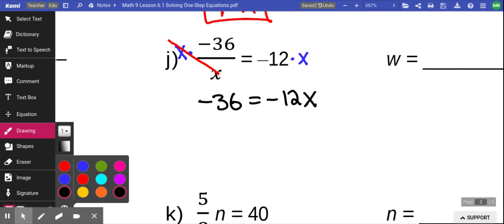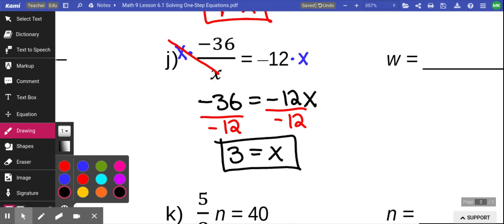So when I see that letter on the denominator, I move it to the other side. I then divide both sides by negative 12. Negative 36 divided by negative 12 is positive 3. So x equals positive 3. Sorry that on the right it says w. It should say x.